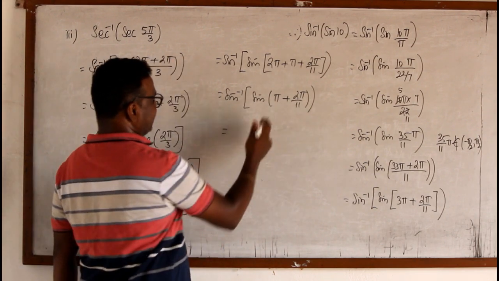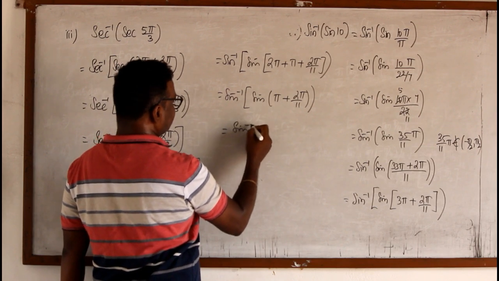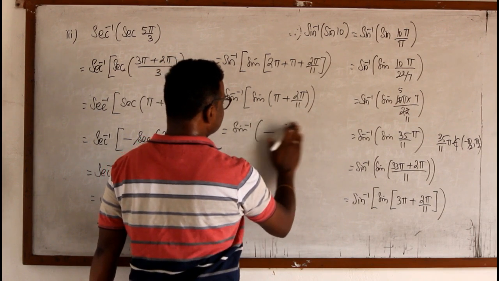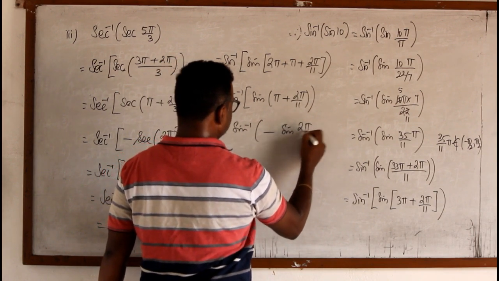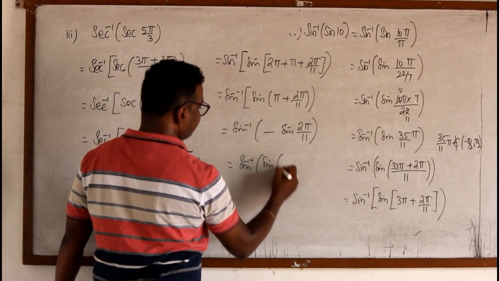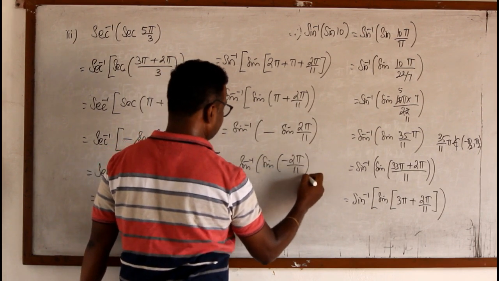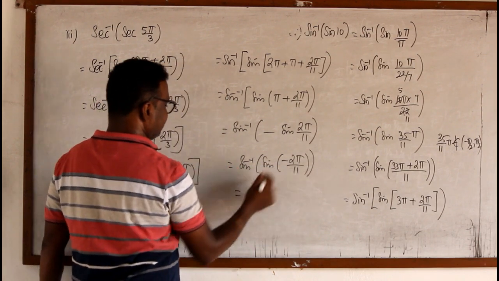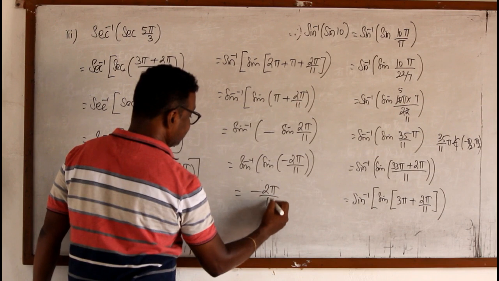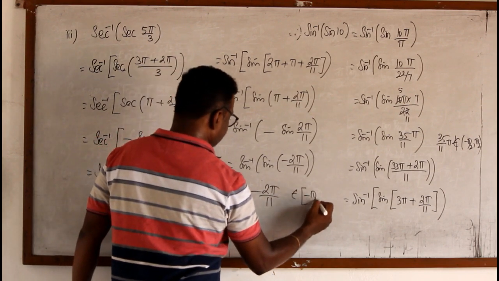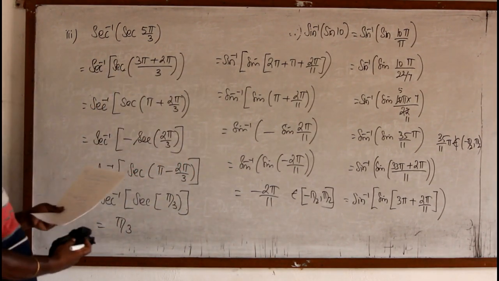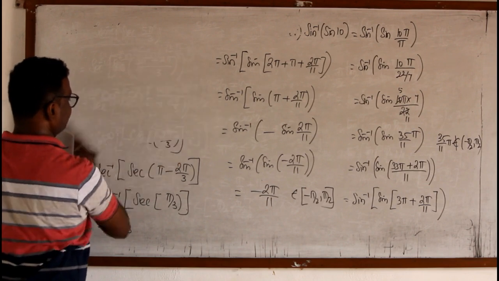Now 180 plus theta is in the third quadrant. In the third quadrant, sine is negative, and since it is an even multiple with no change, so it is minus sine 2 pi by 11. So sine inverse of sine of minus 2 pi by 11, which is less than 90. Therefore, we can cancel sine and sine inverse, giving minus 2 pi by 11, which belongs to minus 90 to plus 90. With that, example 4.17 is over.